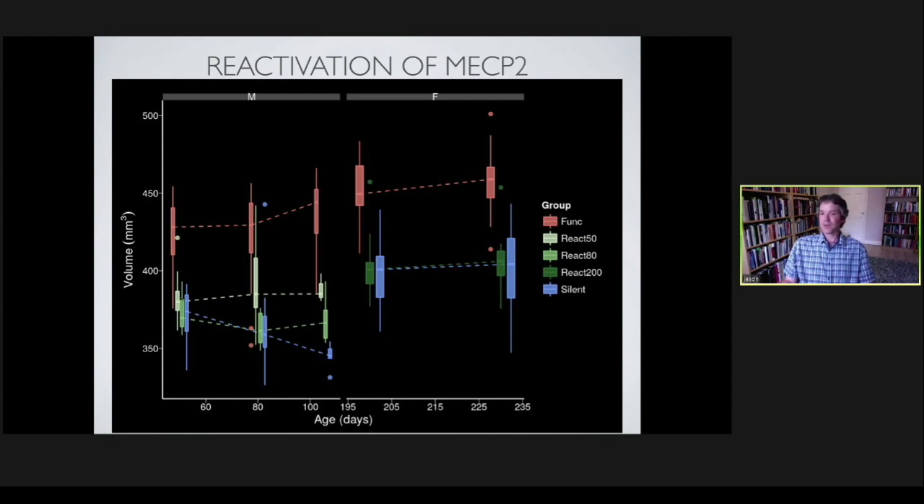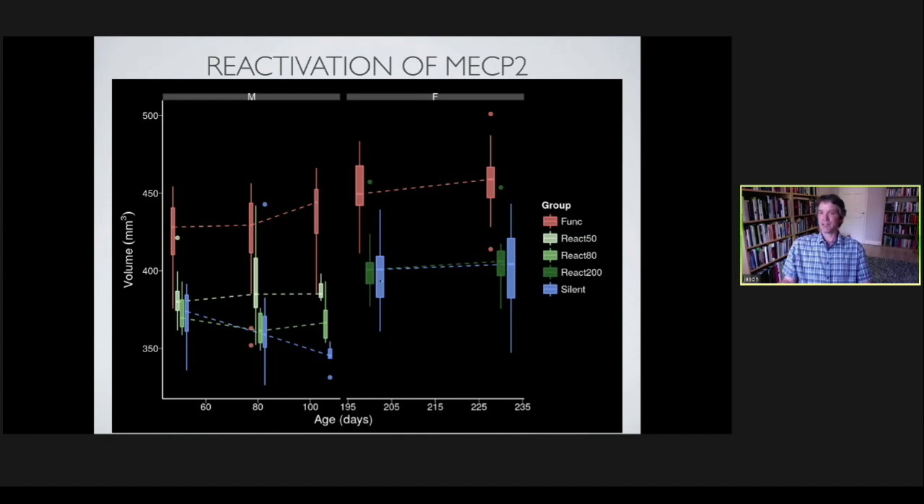If you rescue MECP2 at day 50, you can see that brain volume stabilizes and recovers a little. If you rescue at day 80, it stabilizes and recovers then. So again, the effect that you have seems to be quite dependent on when you induce rescue. This is even more noticeable in females.